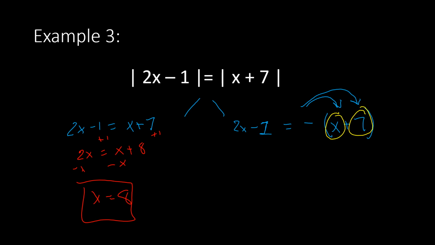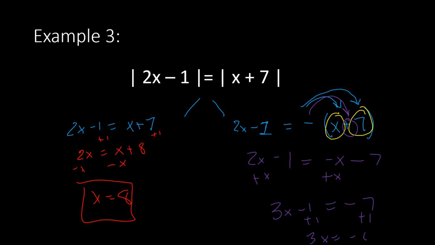Then we do this on the other side. We do 2x minus 1 equals negative x minus 7. Even though there's a plus sign here, you take the negative and you distribute it, and we get negative x minus 7. Then we can add x on both sides, and we get 3x minus 1 equals negative 7. Add 1 on both sides, 3x equals negative 6, and finally you get x equals negative 2 as your final answer. So these two are our answers.